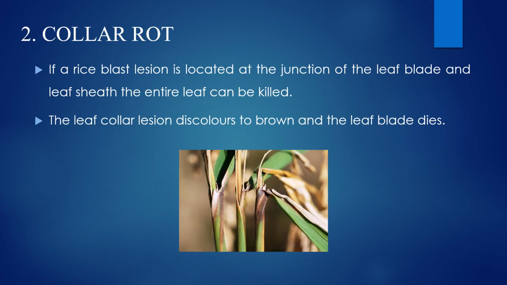The second symptom is collar rot. If a rice blast lesion is located at the junction of the leaf blade and leaf sheath, the entire leaf can be killed. The leaf collar lesion discolors to brown and the leaf blade dies. This is the infected plant with collar rot.